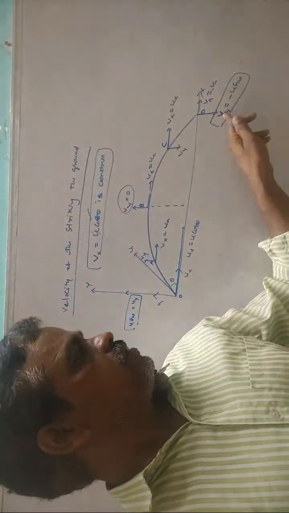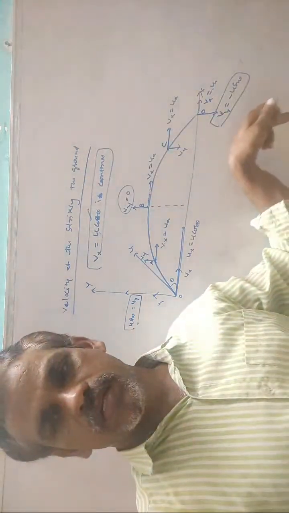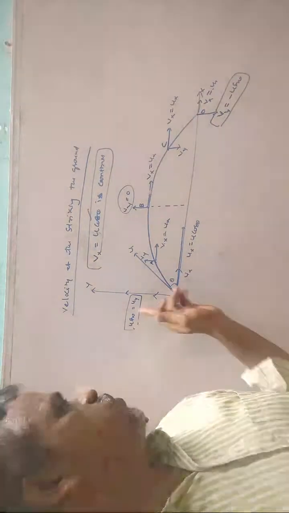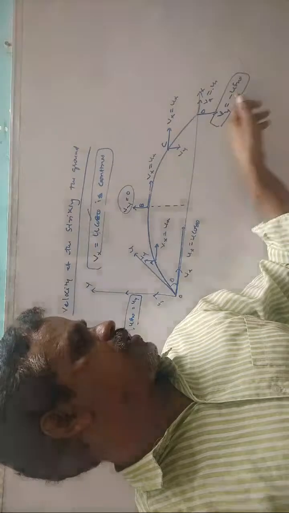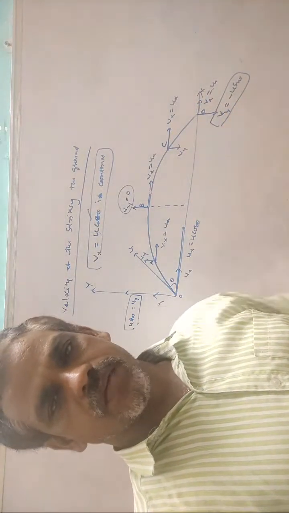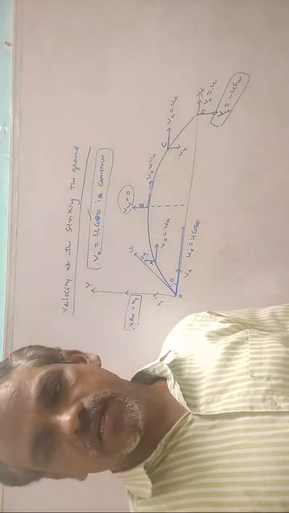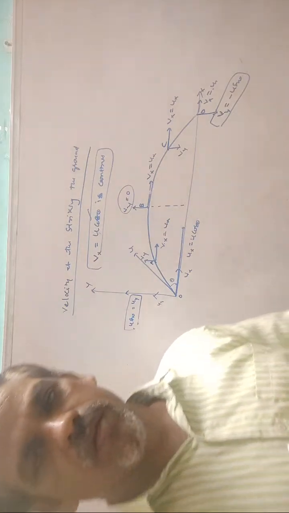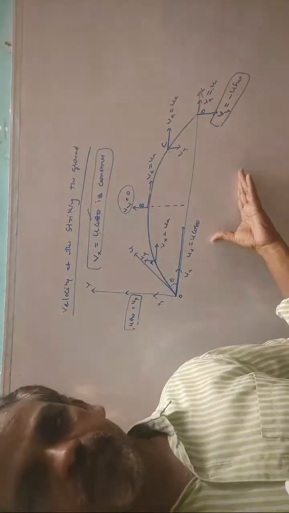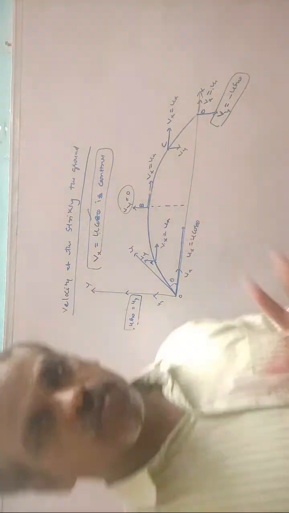After that, the vertical component of velocity is opposite to the initial vertical component: u sin theta is positive initially, and here u sin theta is negative, opposite to the initial velocity direction. So this is the situation in an obliquely projected body. I discussed different cases up to here. If you have not copied, just copy the figure. From this figure you can understand everything. Just let me explain one more time.